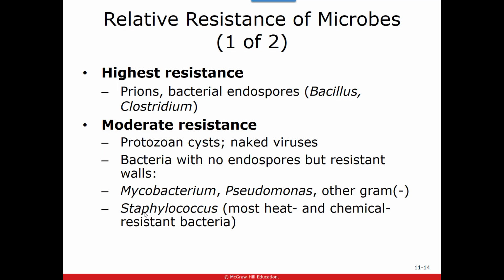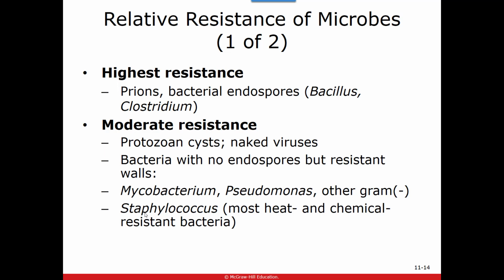There are a group of organisms that are highly resistant. Any kind of prion, any type of bacteria that can make an endospore. And the top two bacterial genera that can make endospores, Bacillus and Clostridium, which means they are going to need something stronger to kill them.